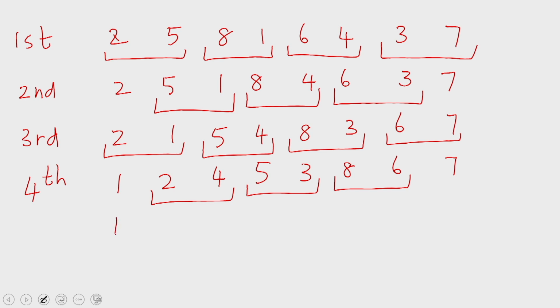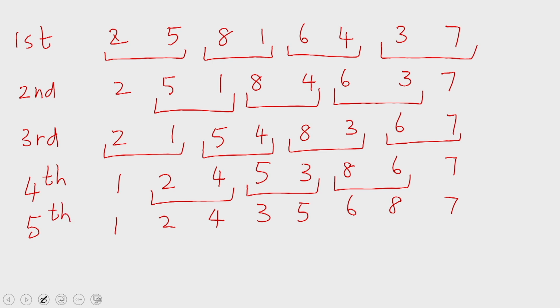1 is without a pair, therefore 1 remains as it is. 2 and 4 are already in sorted order. 5 and 3 are set right to 3 and 5. 8 and 6 are set right to 6 and 8. 7 is a loner. So, this is how the array looks like at the beginning of the fifth step.